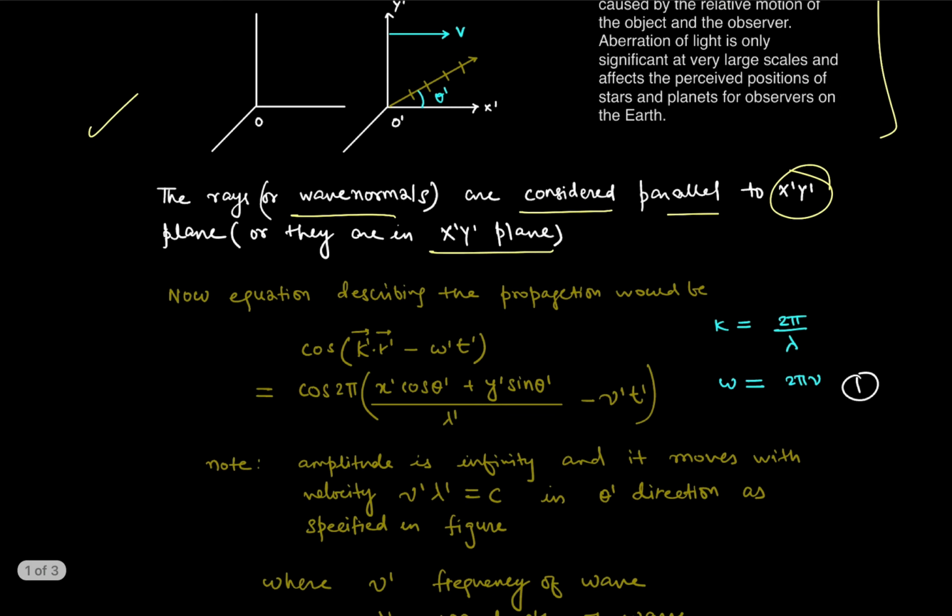So you will have to write the equation which describes the propagation. As the amplitude is unity, we have 1 here, that is why you cannot see it. And this is the most basic equation of any wave, involving k prime dot product with r. k is obviously the propagation vector, and everything is in the S prime frame, which is why all the quantities are primed.